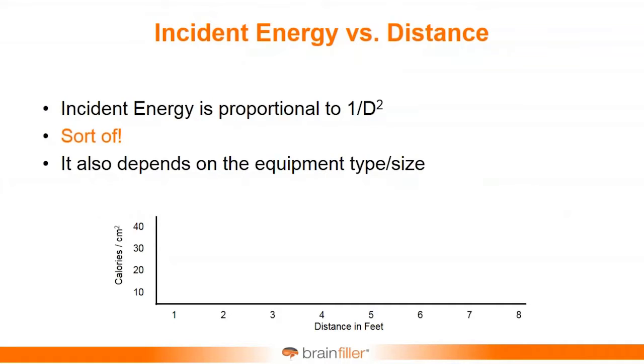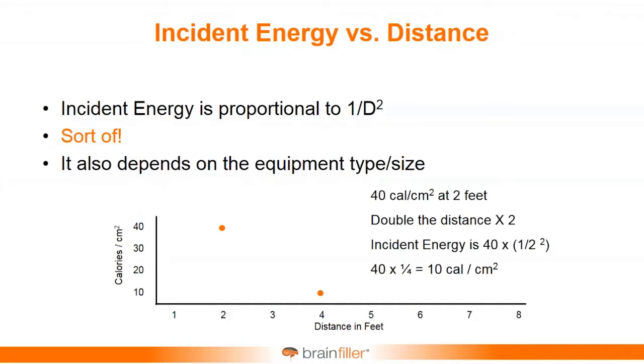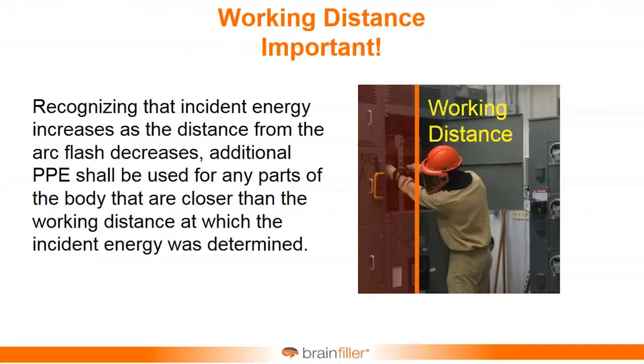Theoretically, if you have an energy of, let's say, 40 calories per square centimeter at, let's say, 2 feet away, and you double the distance and go out to 4 feet, 1 over the doubling squared, the energy drops down to 10 calories per square centimeter. That's a pretty substantial drop. But the opposite is also true. If you get closer, the energy goes up exponentially.